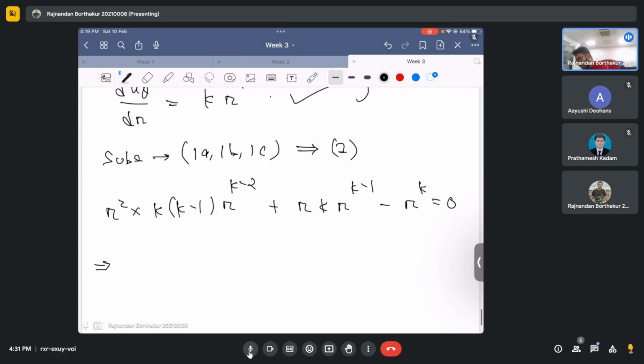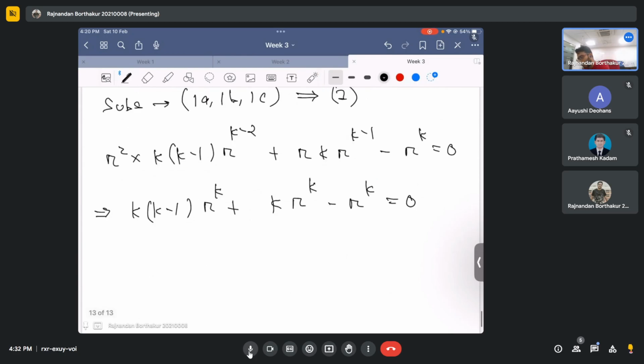And let's now simplify it. If we simplify it, let's see what we get. We have k into k minus 1, r to the power k minus 2, and this here plus 2 will give us just r power k. Of course, plus this will again give us k into r power k. That is because minus 1 and here is 1 plus 1, and this becomes r power k.